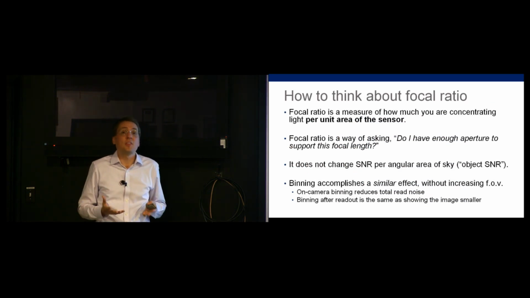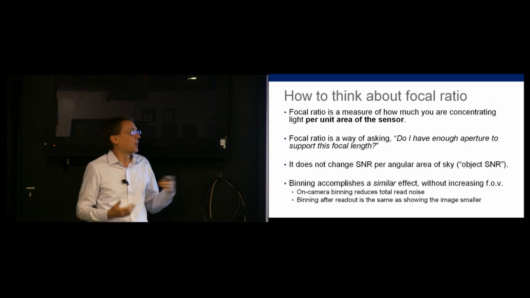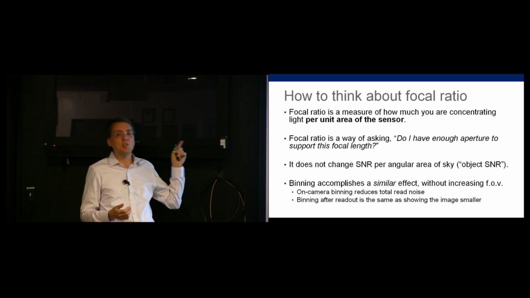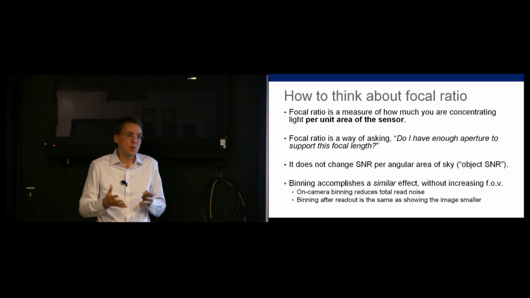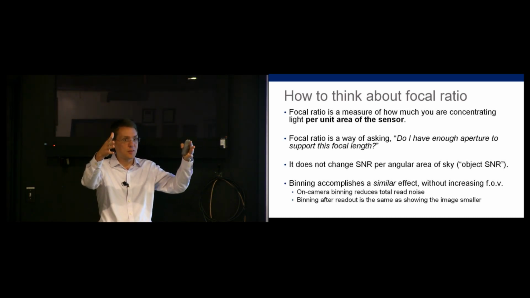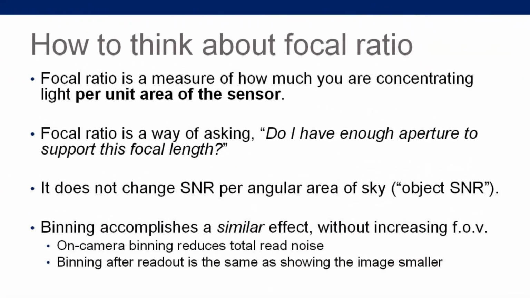So this is how I think about focal ratio. Focal ratio is a measure of how you're concentrating the light. Aperture is what you're capturing, and focal length is determining how small of an area of the sky you're looking at. Focal ratio is saying, how am I concentrating that? It's a way of answering the question, do I have the aperture to support the focal length that I'm imaging at?